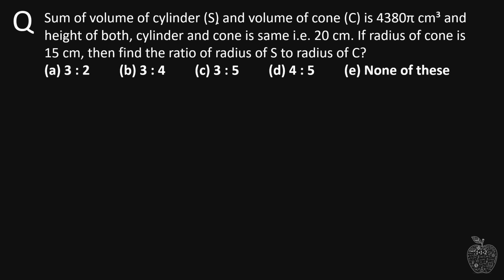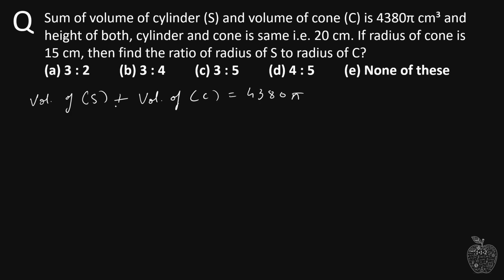The sum of the volume of cylinder S and the volume of cone C is 4380 pi centimeter cube, and the height of both the cylinder and the cone is the same, that is 20 centimeter. If the radius of the cone is 15 centimeter, then find the ratio of the radius of S to the radius of C. Okay, so we are given that the sum of the volume of cylinder S plus the volume of cone C is 4380 pi.